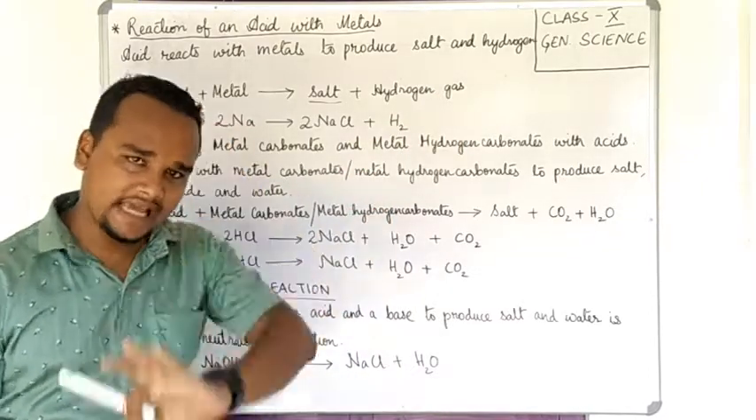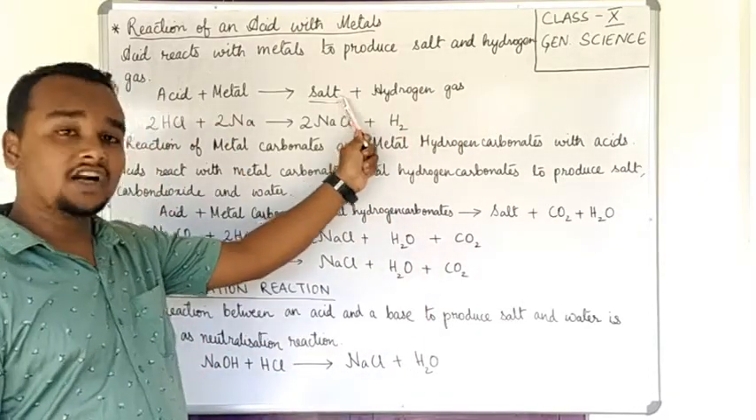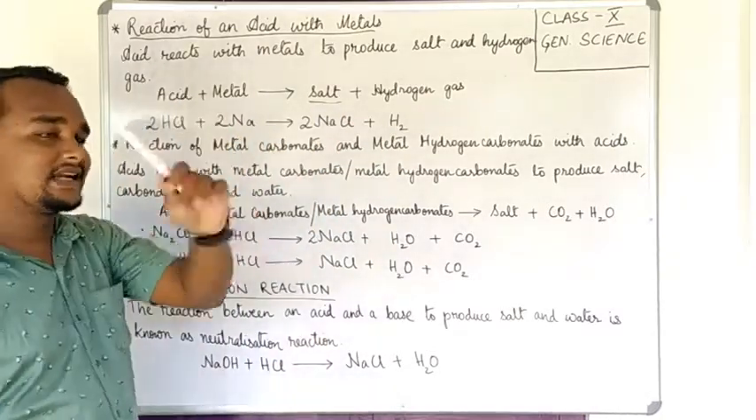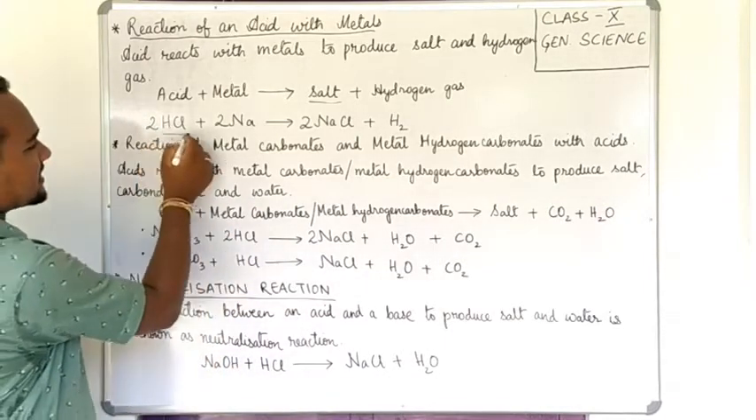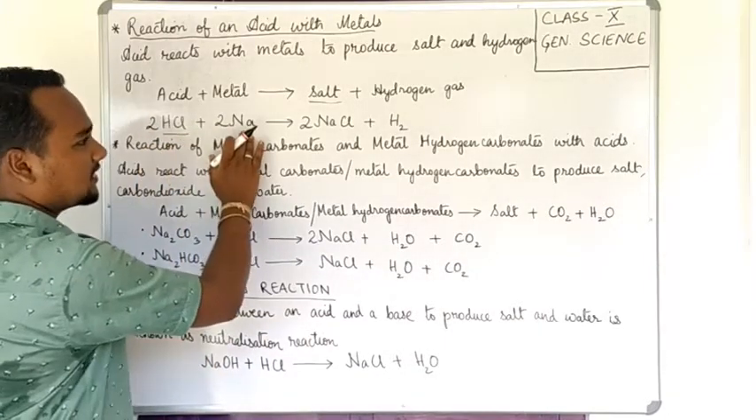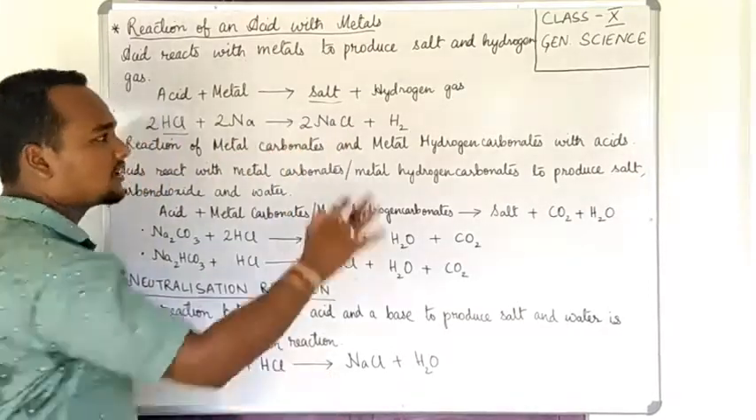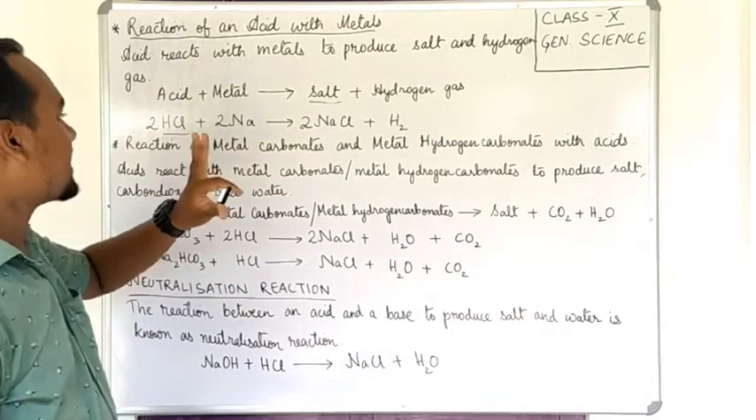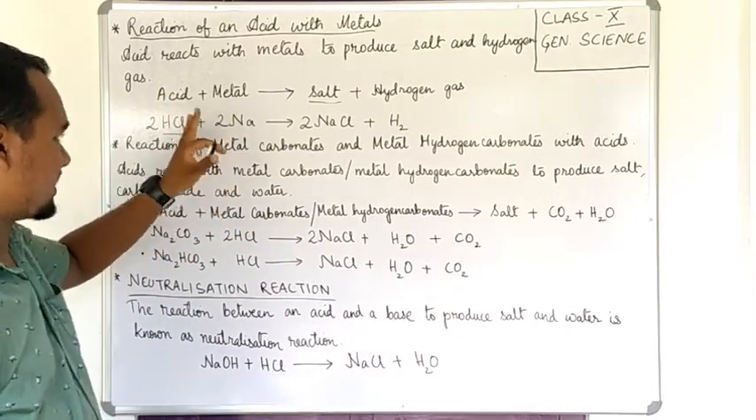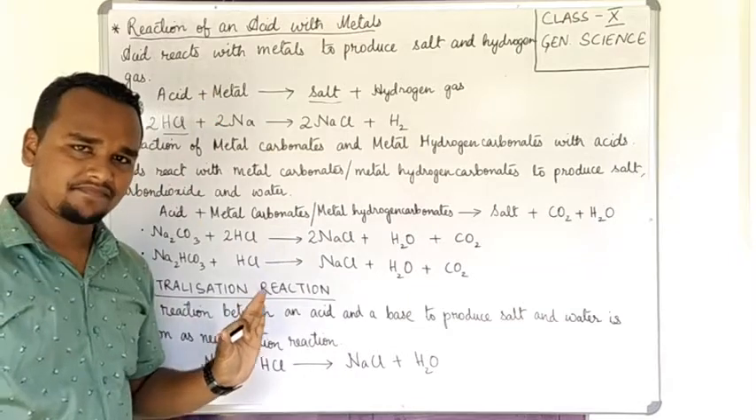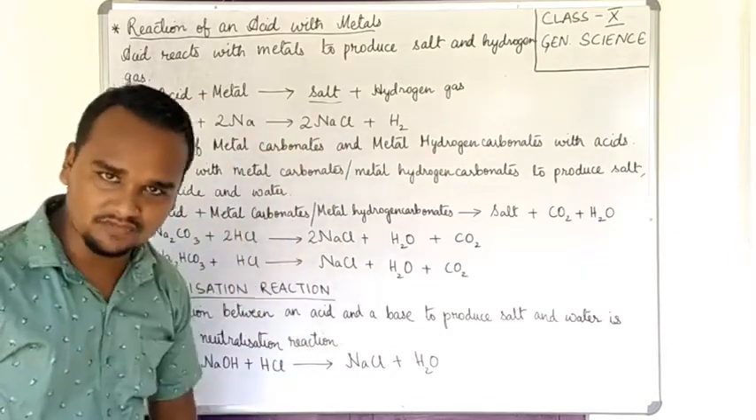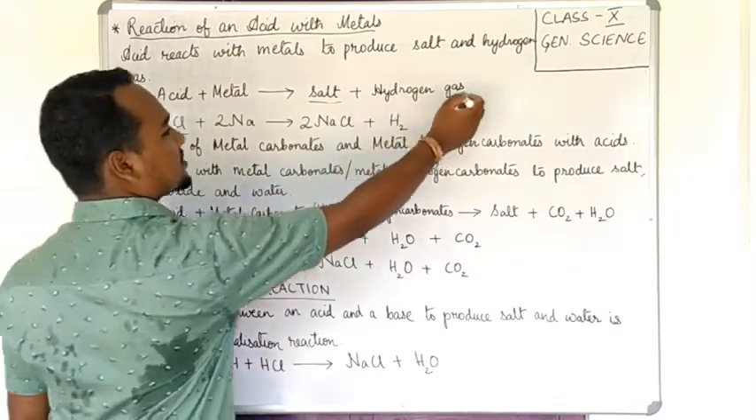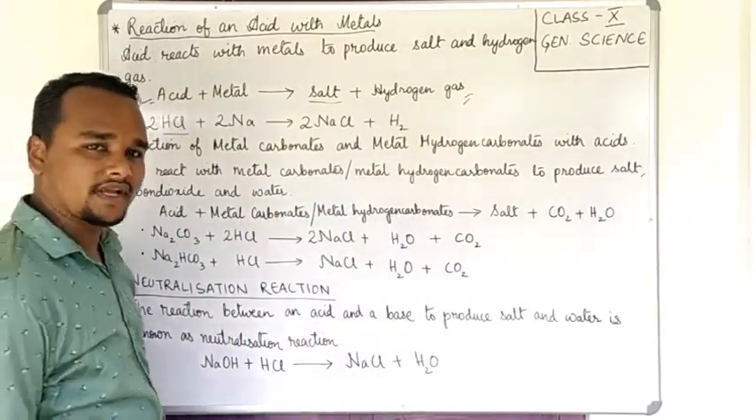So acid reacts with metal to produce salt and hydrogen gas. Whenever a metal reacts with any acid, they will produce salt and hydrogen gas. This is the common product produced during the reaction between an acid and a metal. In the example I have given here, HCl is an acid. When it reacts with a metal, it will produce salt. NaCl is a salt, and it will produce hydrogen gas. If instead of sodium I take magnesium, the salt produced will be magnesium chloride. Is it clear, everyone? You have to remember this reaction: acid reacts with metal to produce salt and hydrogen gas.